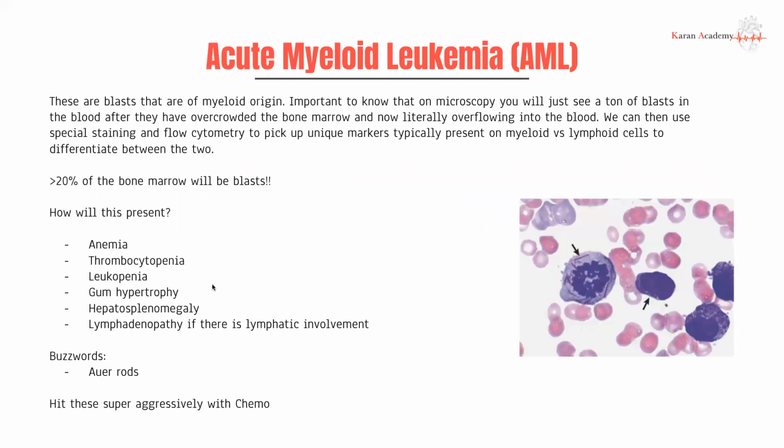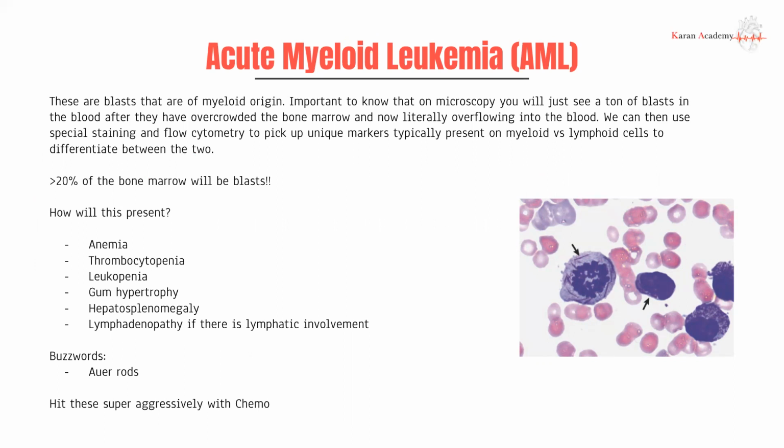Let's start off with our acute myeloid leukemia. So as the name suggests, it's acute, which means it's a leukemia of blast cells. Myeloid meaning it's leukemia of a myeloid origin, right? That's what you need to know. You need to know that when you look at a peripheral blood smear, you will see tons of blasts. Now, again, why do we have blasts in the blood? Aren't the blasts meant to be in the bone marrow? And you'd be absolutely right.